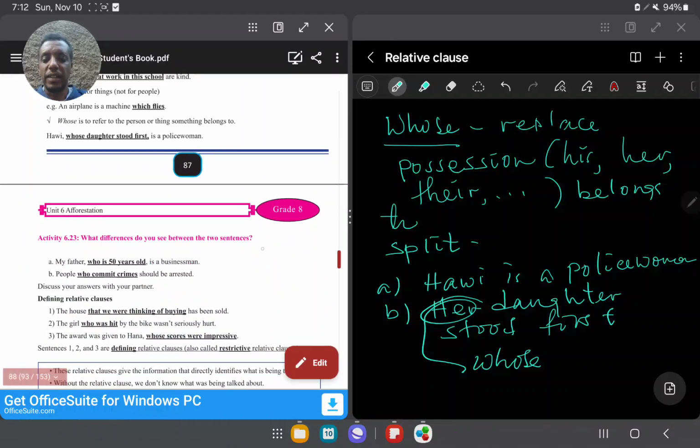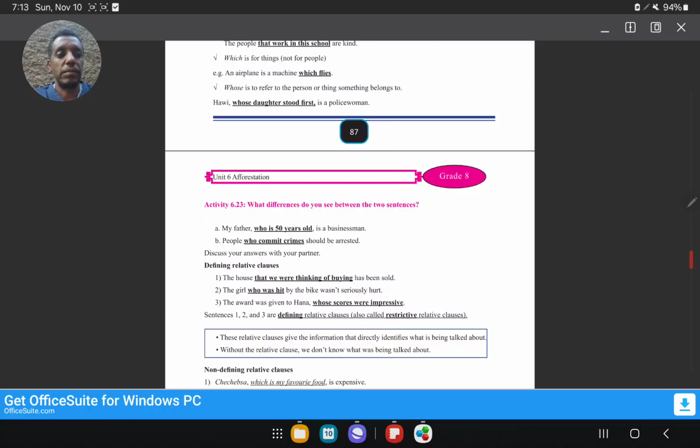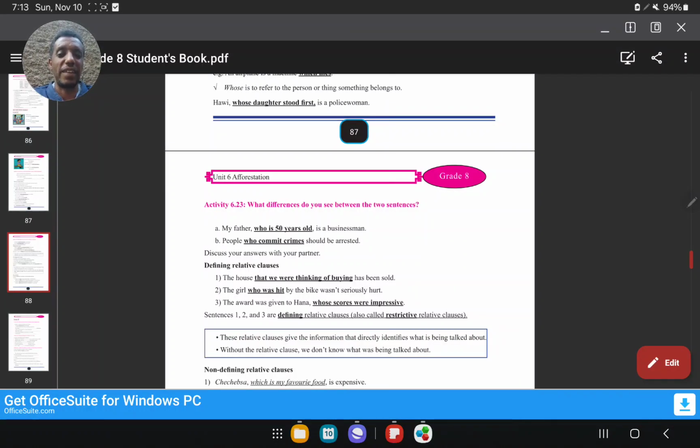Next, let me show you more examples. Look at the example here in the B students. What differences do you see between those two sentences? Students, what do you know about defining and non-defining relative clause? ምን ማለት ነው? ከዚህ በፊት ታውቃላችሁ ተማሪዎች? Good job. A, My father, who is 50 years old, is a businessman. B, People who commit crimes should be arrested.